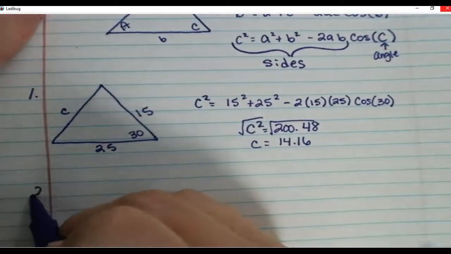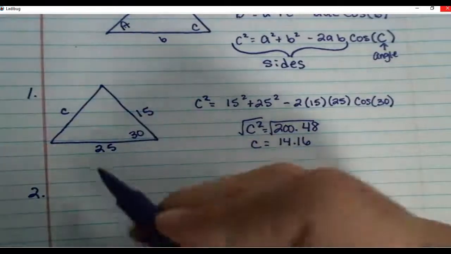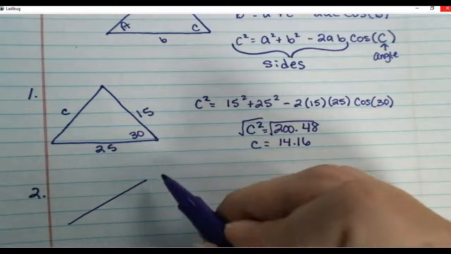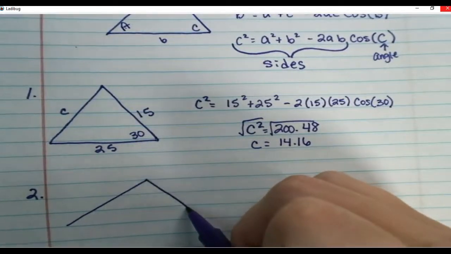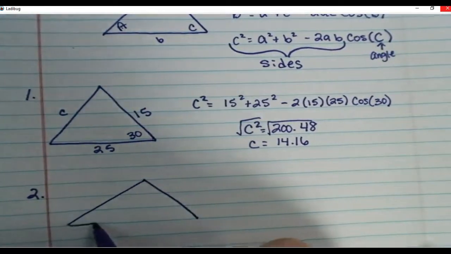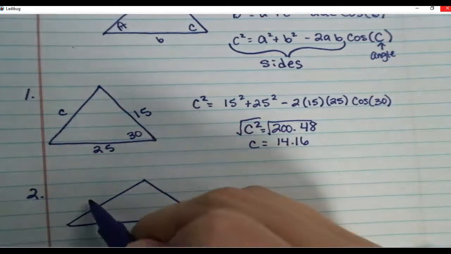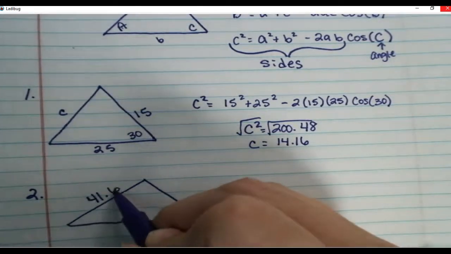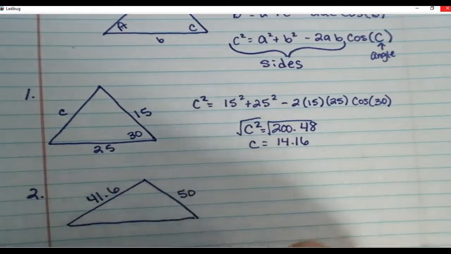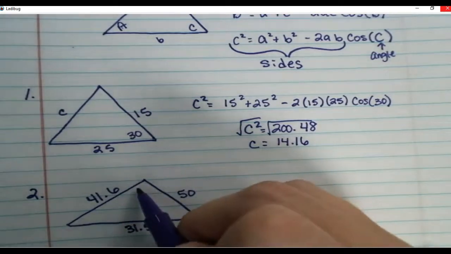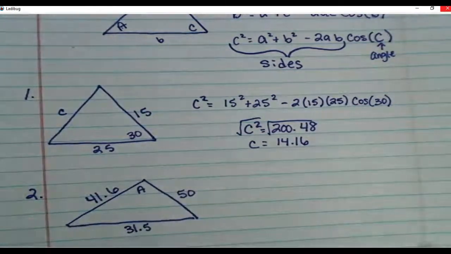Okay, so let's do one where we want to find an angle. So let's say we've got 41.6, 50, and 31.5, and we want to find this angle up top. We'll call it angle A.